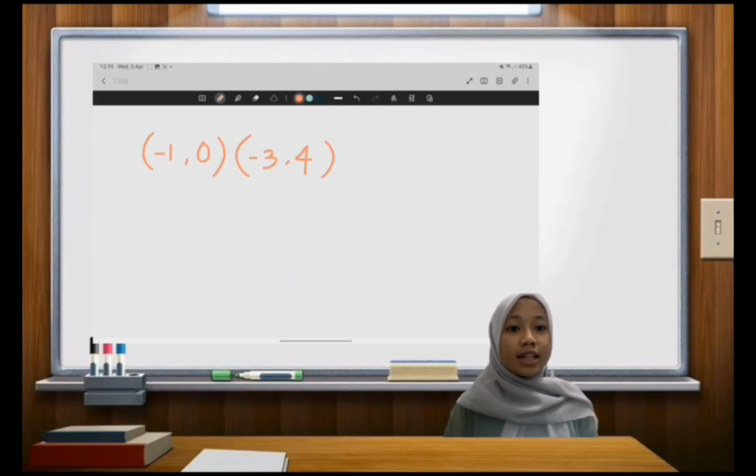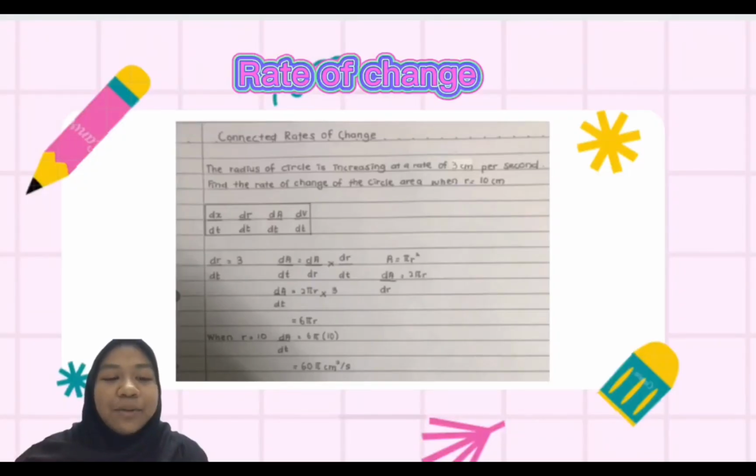Lastly, selected rate of change. Whenever we talk about rate of change, that's the change of something with respect to time. The rate of change of x is dx over dt. The rate of change of radius is dr over dt. The rate of change of an area is dA over dt, and the last one is the rate of change of a volume, dV over dt.